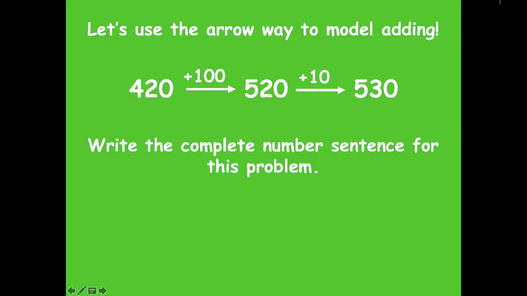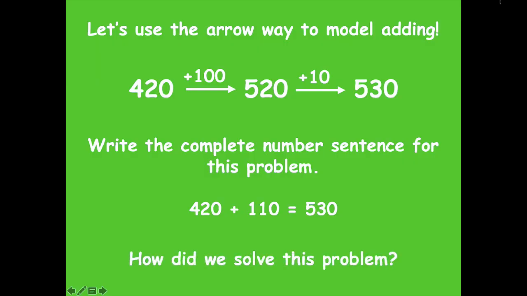All right, friends, make sure to pause if you need more time. Otherwise, here's what I came up with. 420 plus 110 equals 530. Did you guys get that too? Awesome. Great job, friends. Okay, so how did we solve this problem? I want you to go back and think to yourself, how did we solve this problem? Yeah, so we started with 420. We added 100 to get to 520. We added 10 more to get to 530. So we're just reviewing the steps that we used to solve this problem.